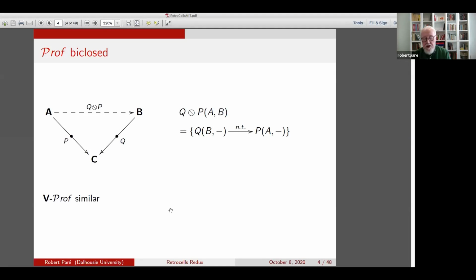So I've already discussed what the internal HOMs are in BIM. And for Prof, if you have a profunctor P from A to C and a profunctor Q from B to C, then Q under P at A, B is given by the set of natural transformations from Q(B, blank), so there's a functor in C, into P(A, blank). Okay, so that's what the internal HOM, at least the left one, is in Prof. V-Prof is similar. You have to do some sort of generalizing things to V, which I'm not going to go into here.